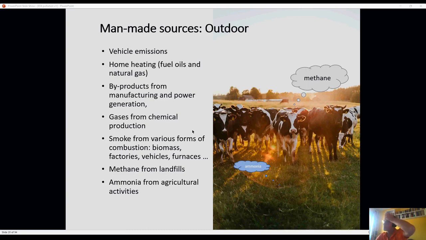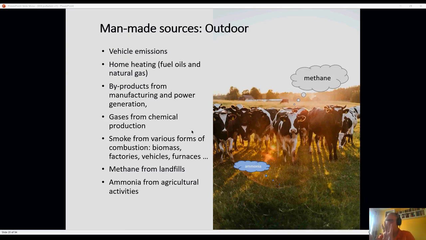So we've talked about visible and invisible. Visible is like particulate matter, which you can actually see. Invisible is chemical, so it's really at the level of the gases. We can also sort of divide things into other categories, such as man-made and natural, and looking at the man-made sources, we've got things which are outside and things which are inside.